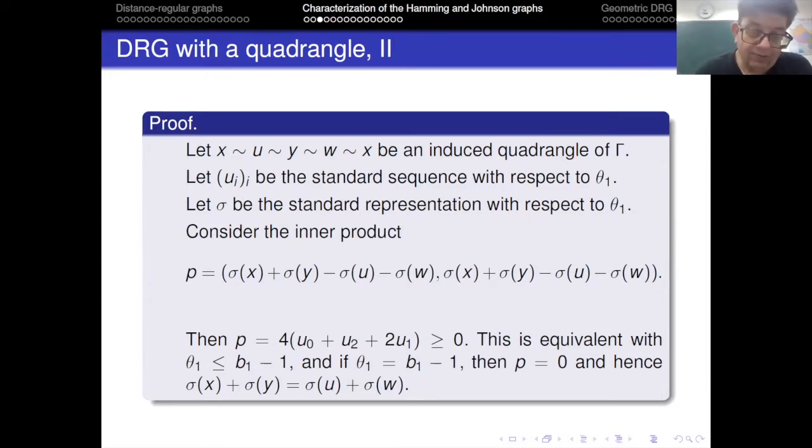I leave the calculation to you. It's not so difficult, it's fairly easy. You have all the information you need for this. And moreover, if θ1 is equal to b1 minus 1, then p is 0. And that means that sigma x plus sigma y is the same factor as sigma u plus sigma w.